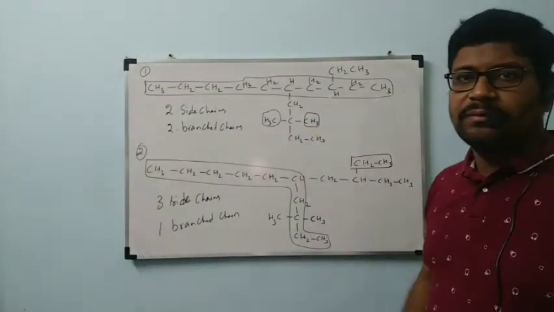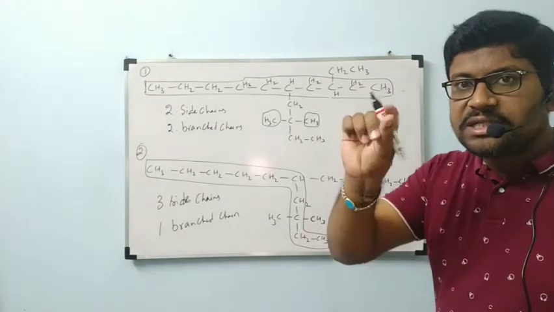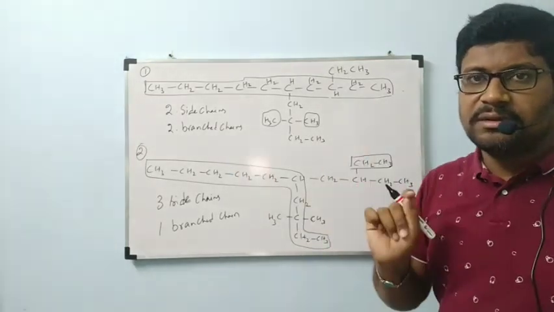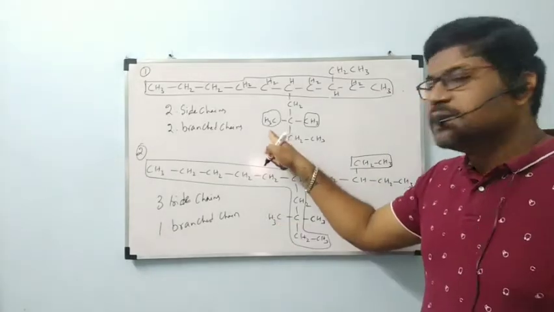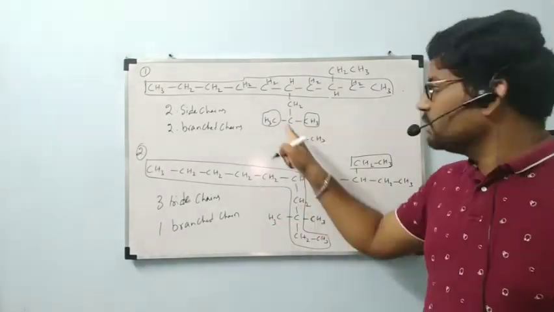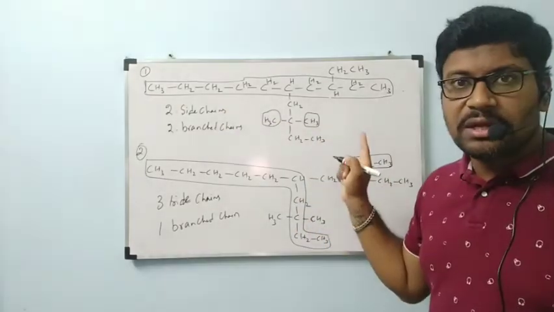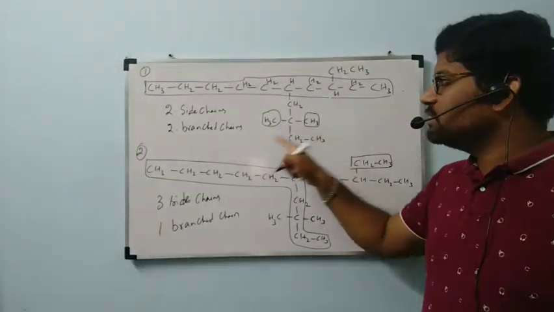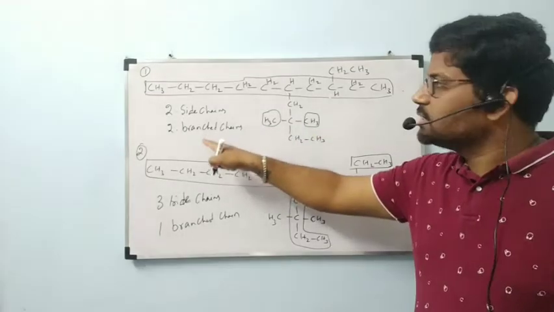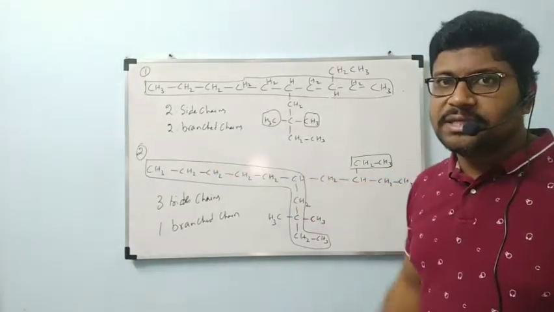How many carbons are present in that chain is not the matter. If it is a continuous chain, that is called one chain. Even if it has one carbon, that is called one chain. Here there is separation, no continuation. This is not continued like this and this is not continued like this. So this is one chain, this is one chain. These two are branched chains. So the first possibility has two side chains and two branched chains.